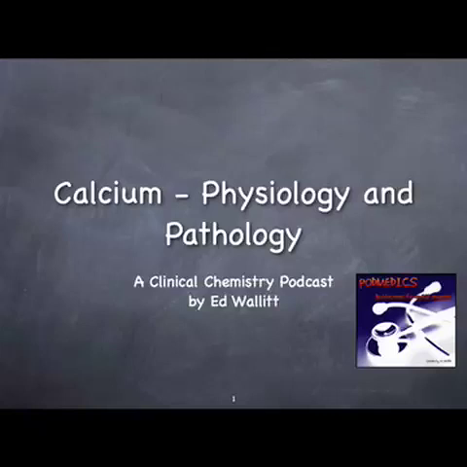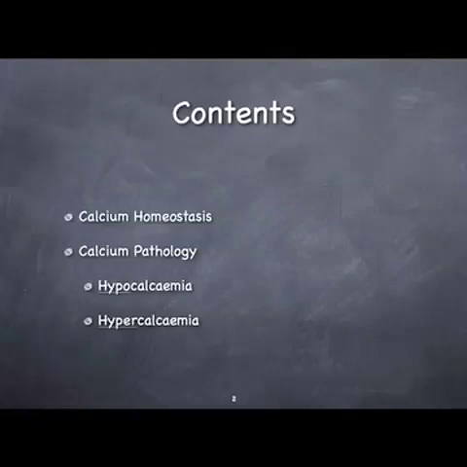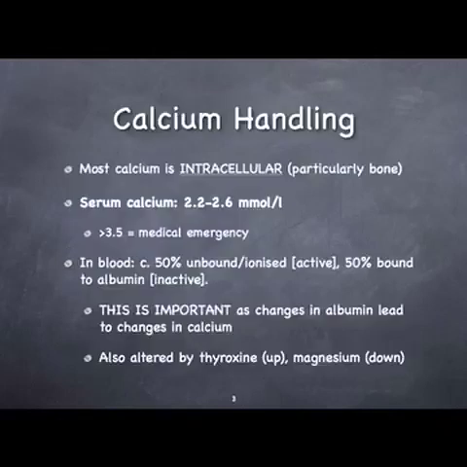So this is a chemical pathology podcast on calcium handling. In this podcast I'm going to talk about calcium homeostasis and then hypocalcemia and hypercalcemia. Most calcium in the body is stored intracellularly, mostly in the bone, and there is only a small amount in the extracellular fluid. The serum calcium is usually regulated between 2.2 and 2.6 millimoles per litre, and it's important to know that a calcium over 3.5 constitutes a medical emergency.